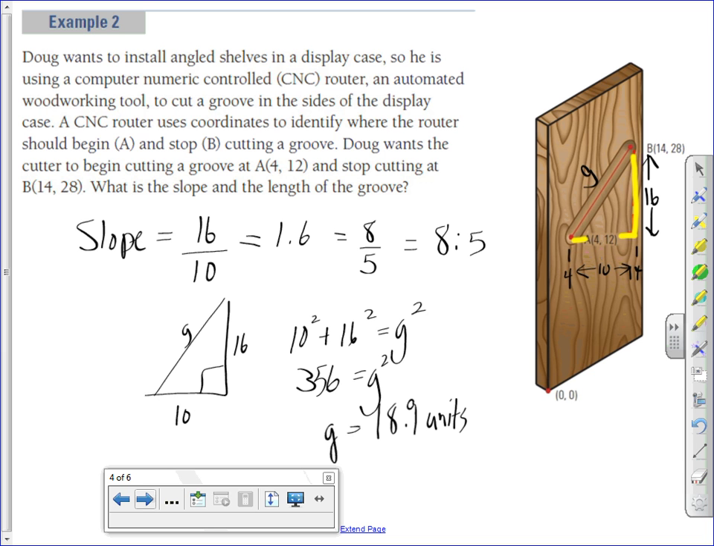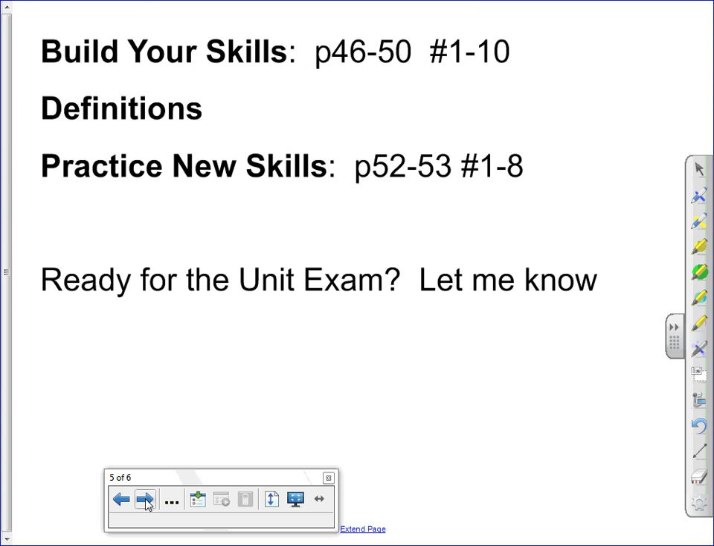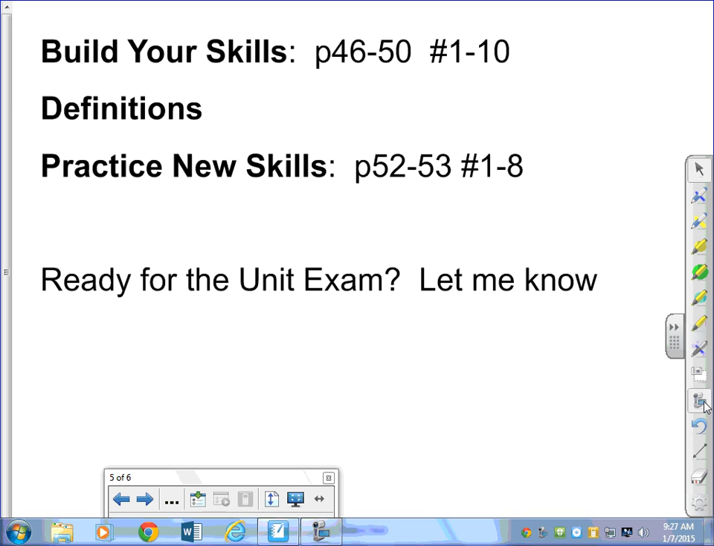So that's the basic idea behind the last part of chapter 1. Your job now is to practice, and make sure your definitions page is up to date. Then there's a review assignment called Practice Your New Skills on pages 52 and 53, and you should be ready for your test. When you're done those, let me know and we can get that test completed and you can be done with chapter 1.